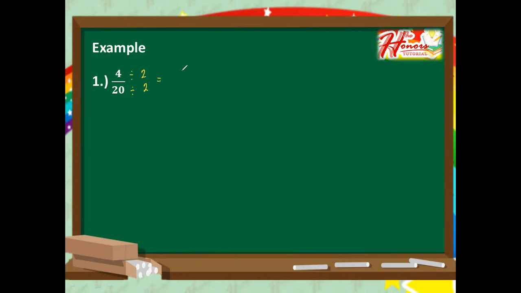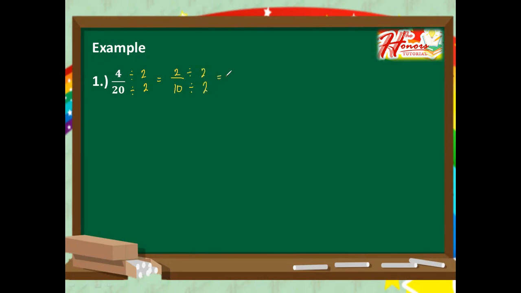So 4 divided by 2, that is 2. 20 divided by 2, that is 10. Is this the simplest form of the fraction 4 over 20? Actually, it is not the simplest form. But yes, we simplified it, but it is not the final answer yet. Why? Because there's still a number that can divide the numerator, which is 2, and denominator, which is 10. And that is 2.